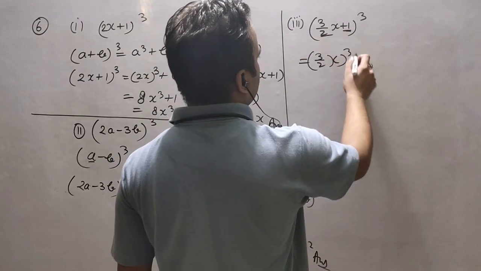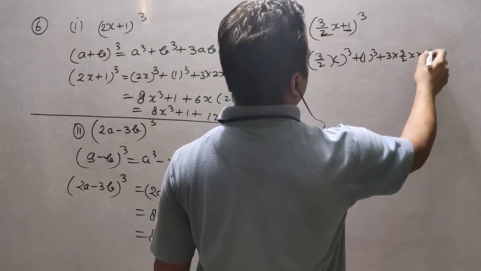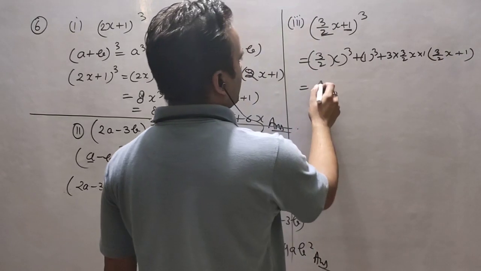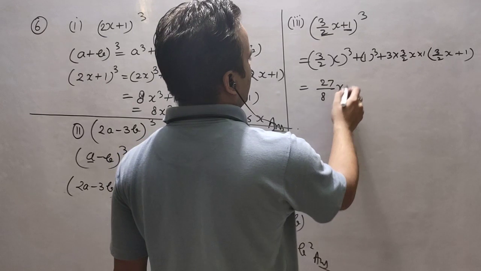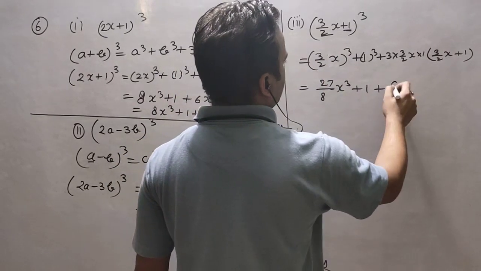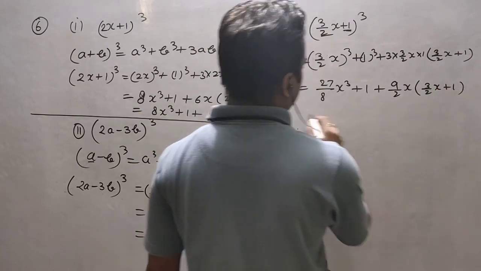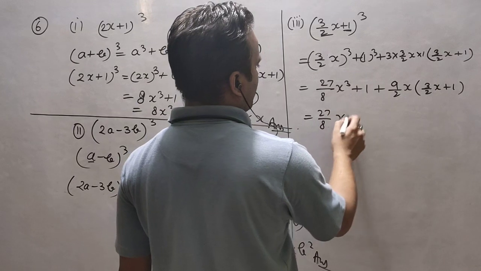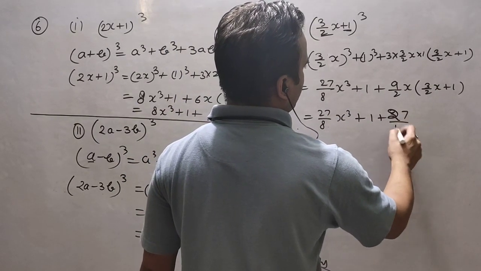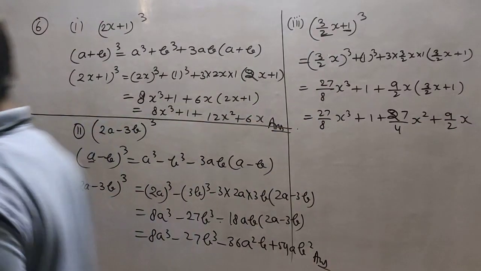a cube plus b cube plus 3 into a into b and (a + b). So it will be 27 upon 8 x cube, this is x, plus 1, it is 9 upon 2x, 1 will not change the value. 9 upon 2x will multiply it here, this is 27 upon 4x square, and it is 9 upon 2x, right?